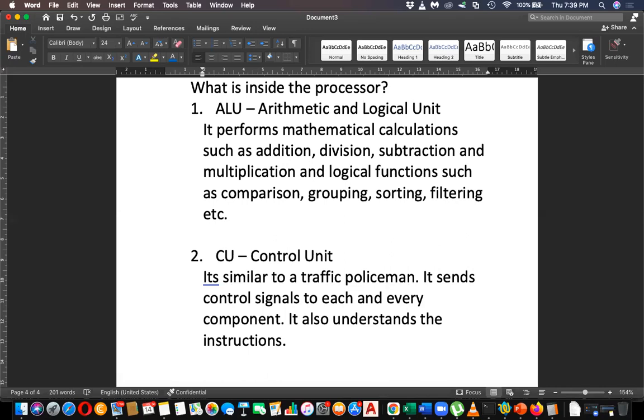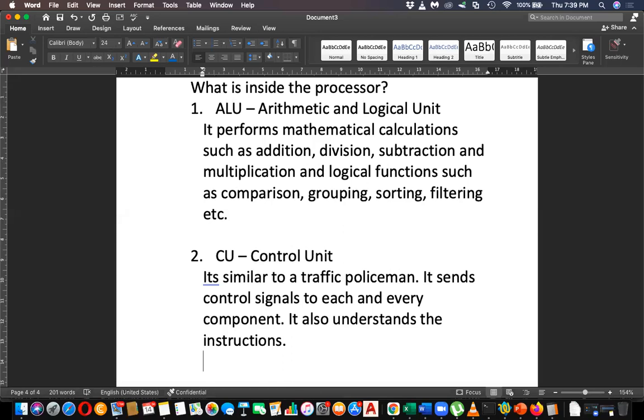Similar to a traffic policeman, why am I telling like that? A traffic policeman is not driving. He is asking drivers to go right, go left, now come front, now just turn left, turn right. Likewise, he is instructing, but he is not doing anything, just telling. Similar to that, CU is telling other components.